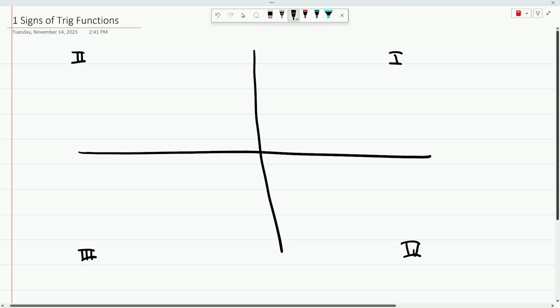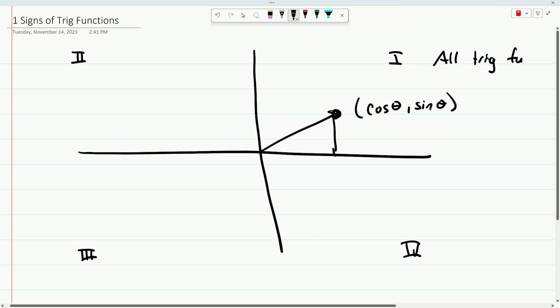Now, the way to remember this is anytime you have a right triangle and you have a point, remember this is going to be cosine theta, comma, sine theta in terms of that point's location. So in quadrant 1, all trig functions are going to be positive. Meaning the cosine is positive, sine is positive, tangent is positive, cotangent positive. Everything is positive in quadrant 1.